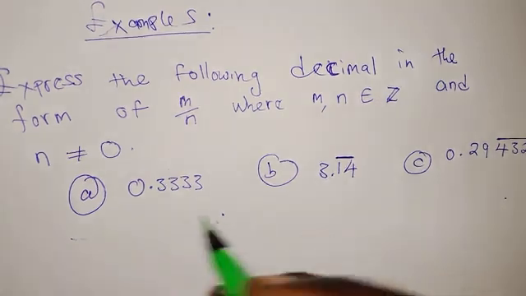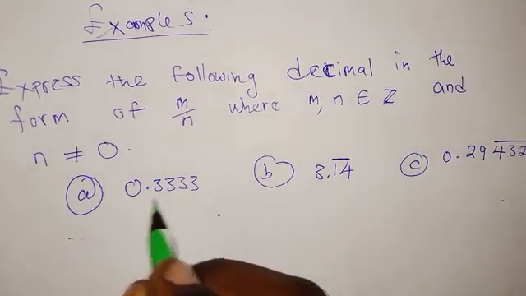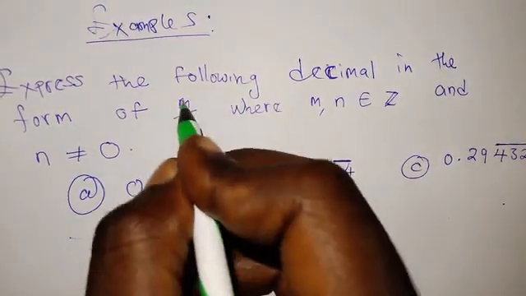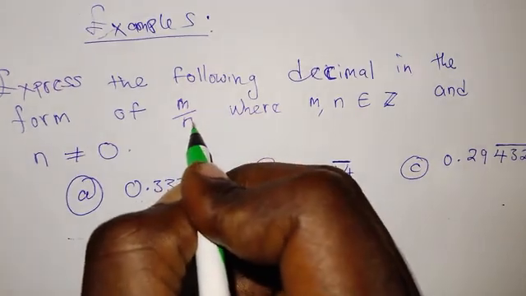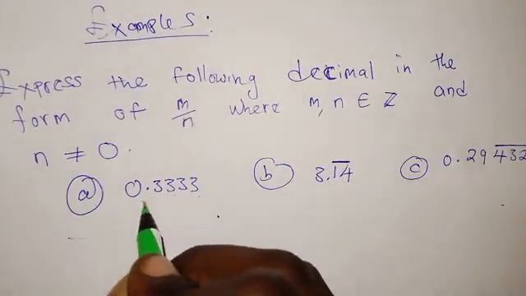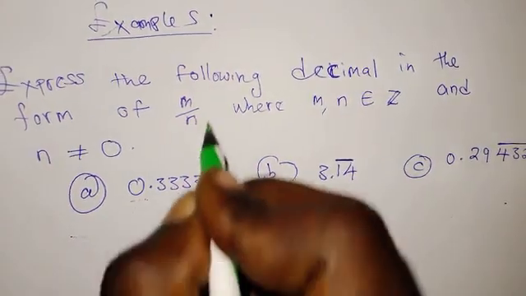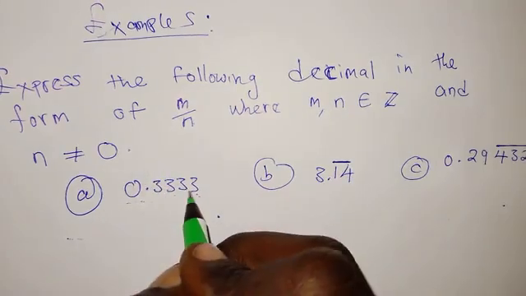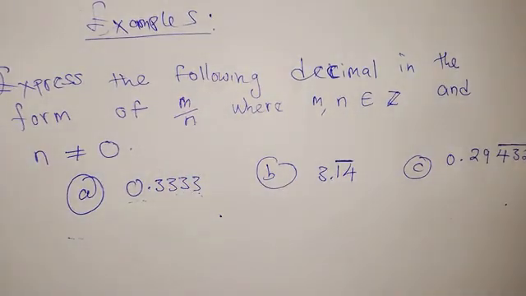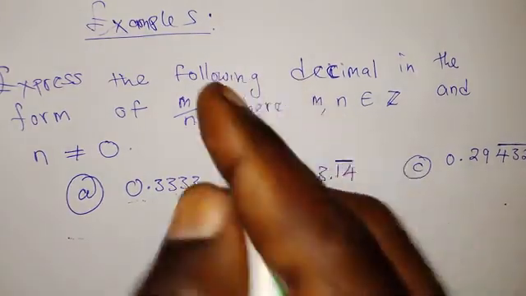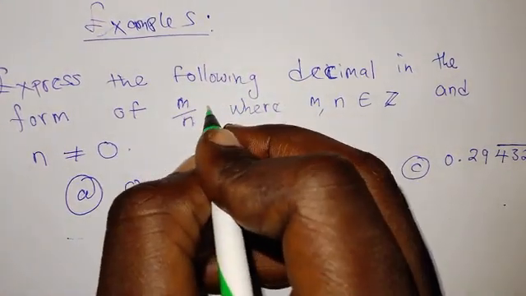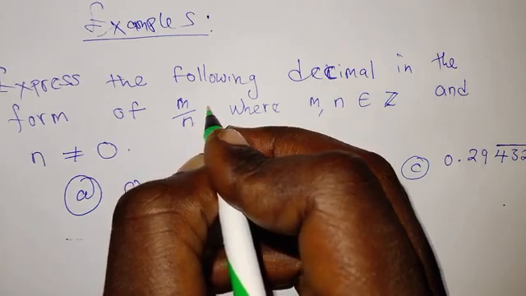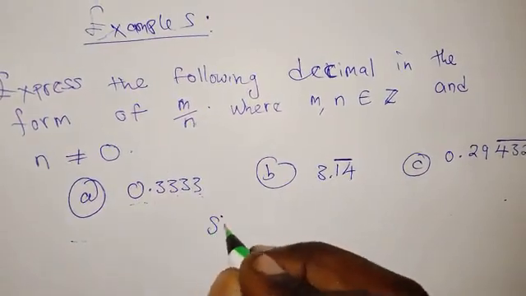So if you have 0.3333 and you're being told to express it in the form of m over n, it means that you have to understand, is this a rational number for it to be expressed in this form? Once you understand that it is a rational number, then you can convince yourself that indeed it can be expressed in that format. So what do we do now? Let's look at the first one.